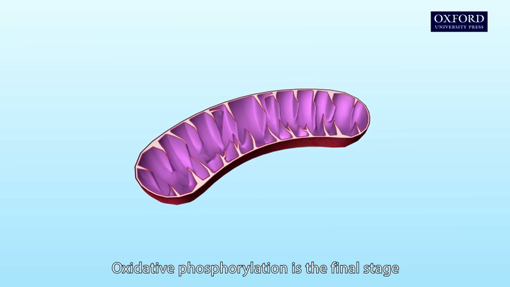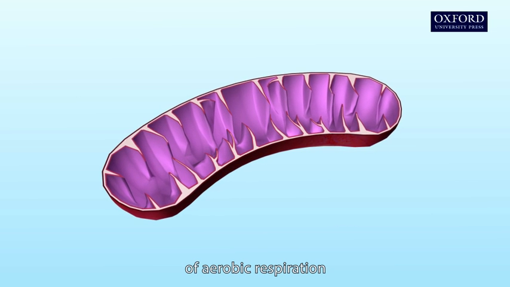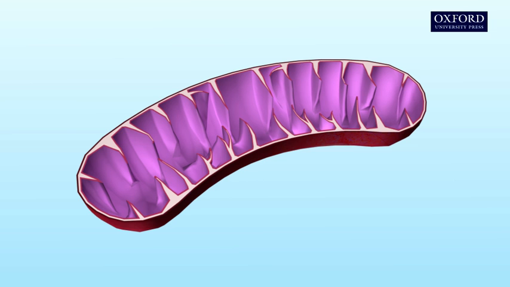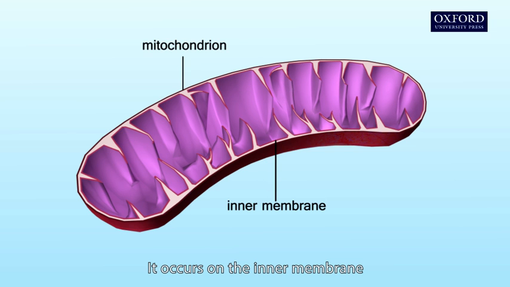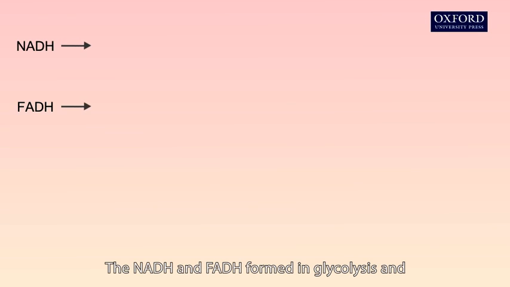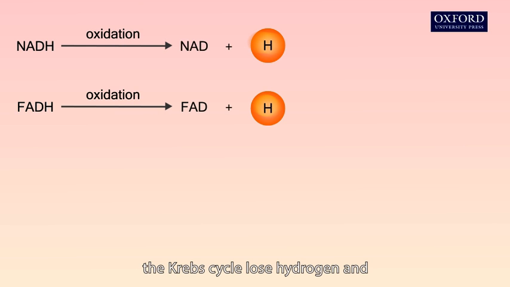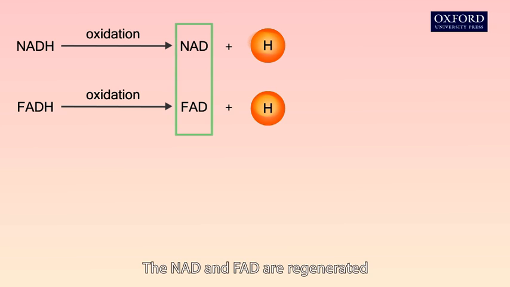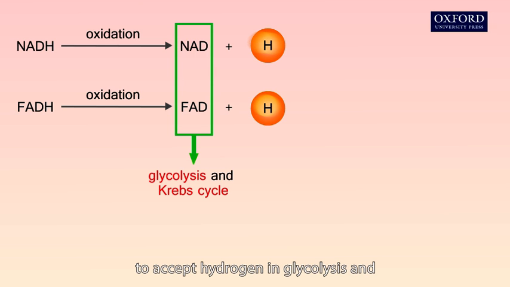Oxidative phosphorylation is the final stage of aerobic respiration. It occurs on the inner membrane of the mitochondrion. The NADH and FADH formed in glycolysis and the Krebs cycle lose hydrogen and are oxidized to NAD and FAD, respectively. The NAD and FAD are regenerated to accept hydrogen in glycolysis and the Krebs cycle again.